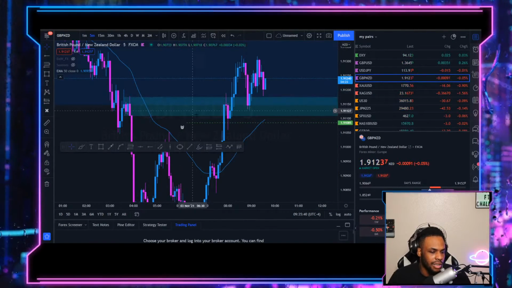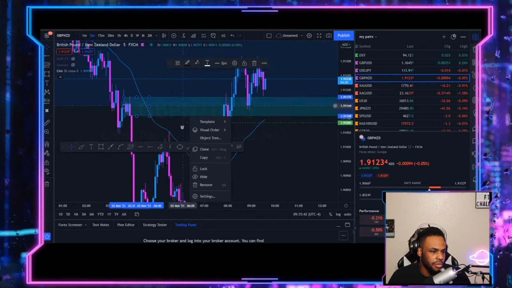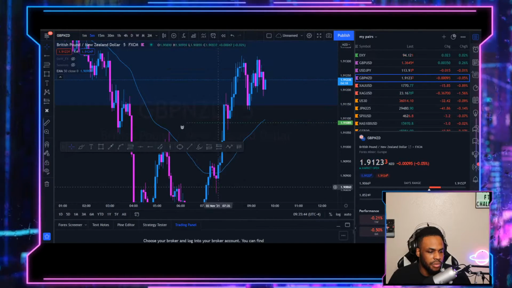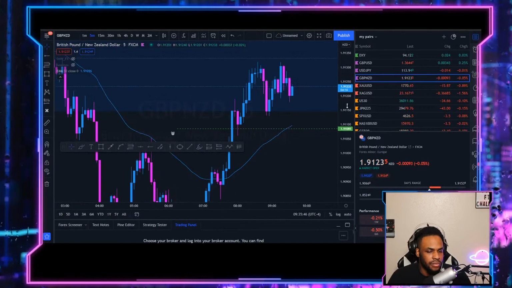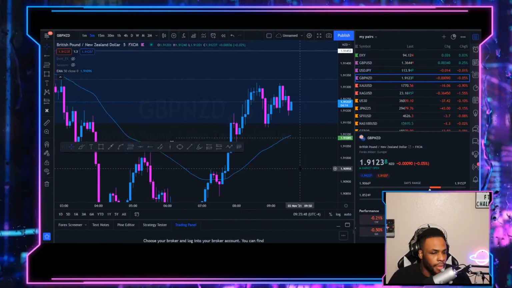Alright, so I was looking at this area. I didn't want to trade this area. I just wanted to see if price will potentially reject from there. Just a visual thing. Let's see.